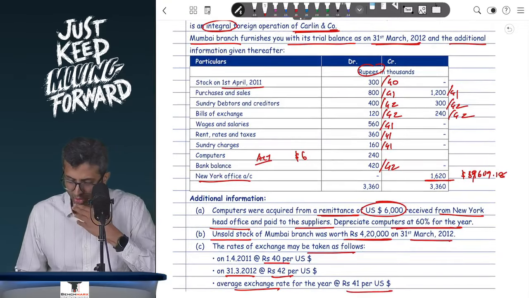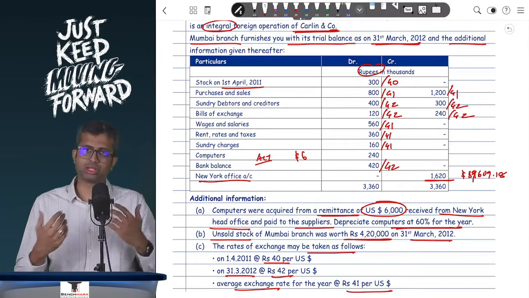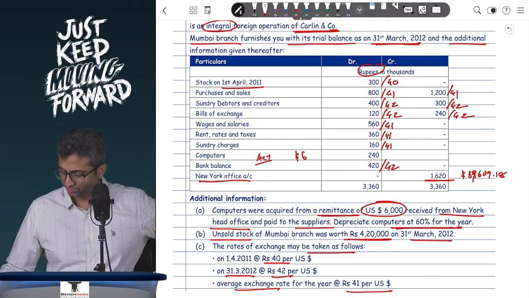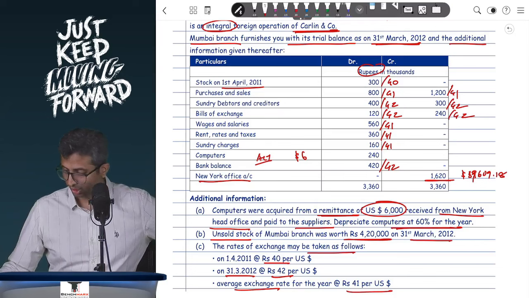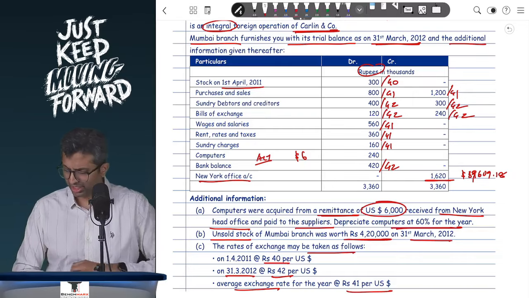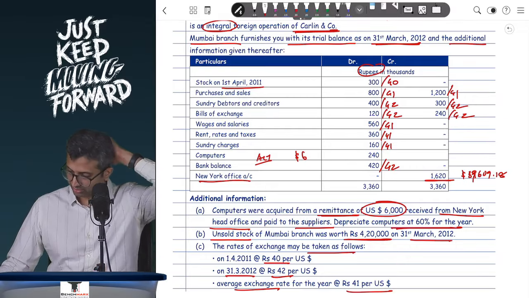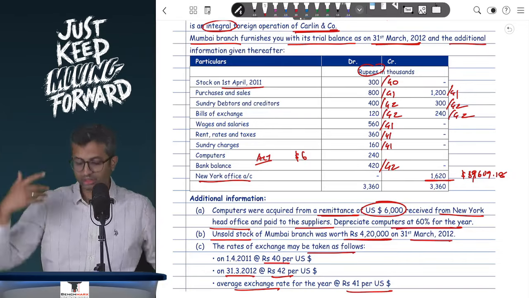Now depreciation I think is pending, but depreciation will be recorded at the same rate at which fixed assets are recorded. I think fixed assets 240 divided by 6,000 is at 40, maybe at the beginning of the year. So depreciation will also be recorded at the same rate. Depreciation 60%, 6,000 into 60%. This is directly 3,600. It is in dollars only.